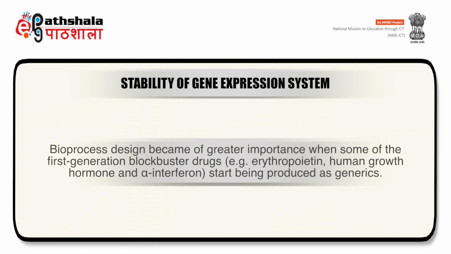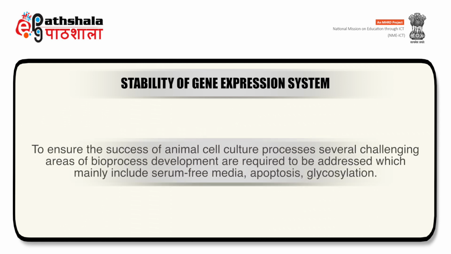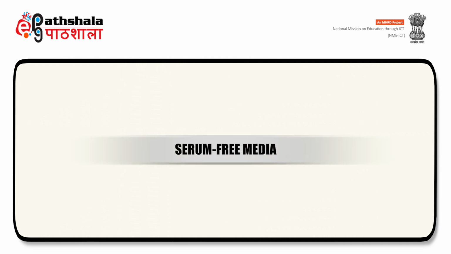Bioprocess design became of greater importance when some of the first generation blockbuster drugs, for example erythropoietin, human growth hormone and alpha interferon, started being produced as generics. To ensure the success of animal cell culture processes, several challenging areas of bioprocess development are required to be addressed, which mainly include serum-free media, apoptosis, and glycosylation. So, here we will discuss the serum-free media.